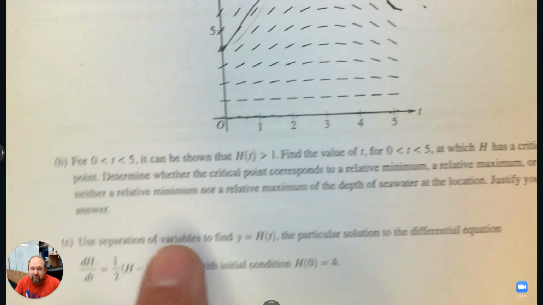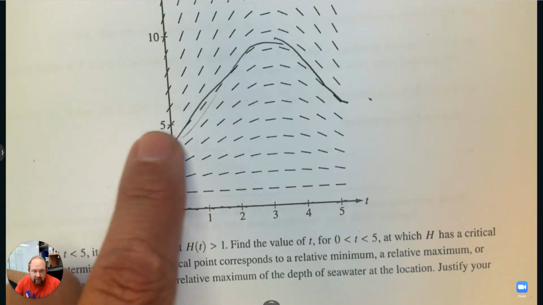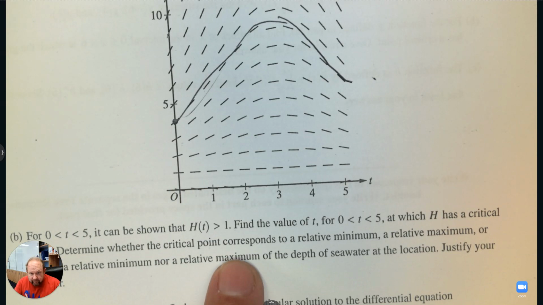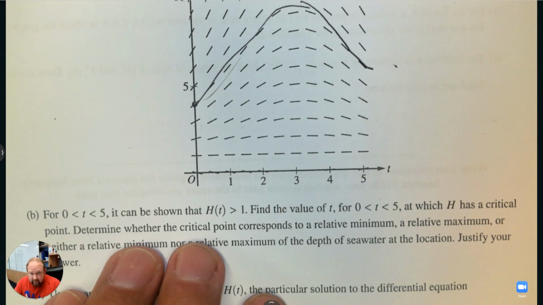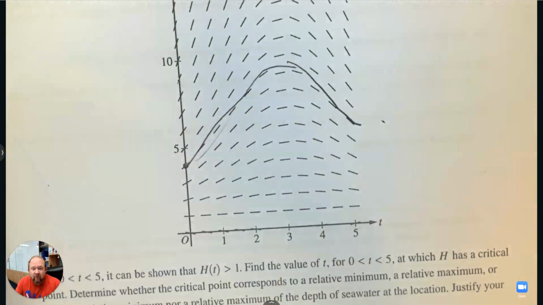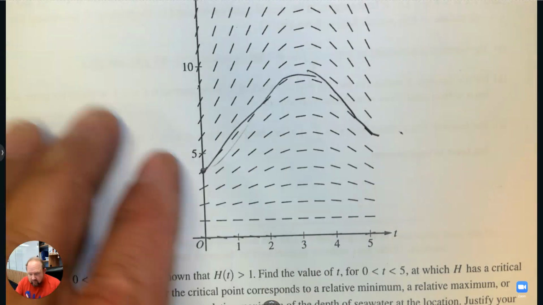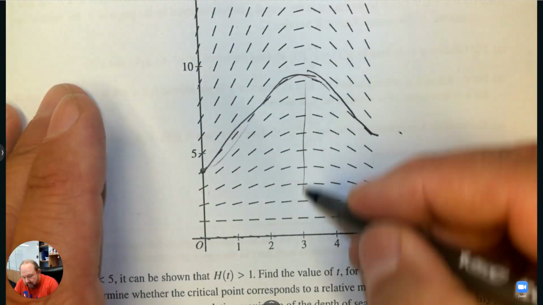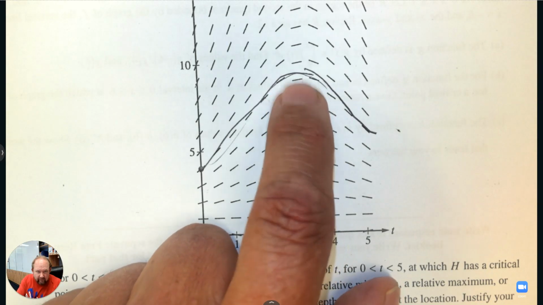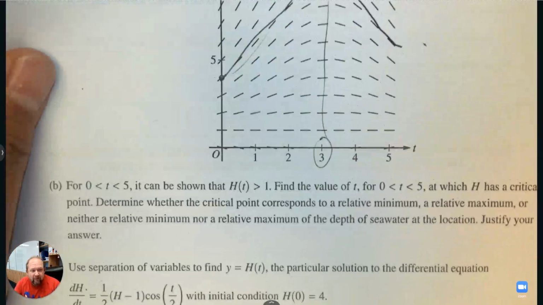It says from 0 to 5, it can be shown that h at t, that's the solution curve, when it's greater than 1, find the value from 0 to 5 which it has a critical point. That would be the one where it has a turning point. So like you can see that this thing curves. It curves pretty close to 3, but it's not exactly 3 because you can see it's a little slanted, but it's close where there's a turning point there. That's what I'm looking for.